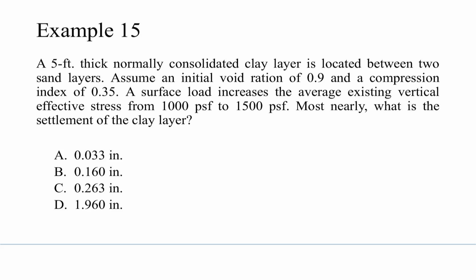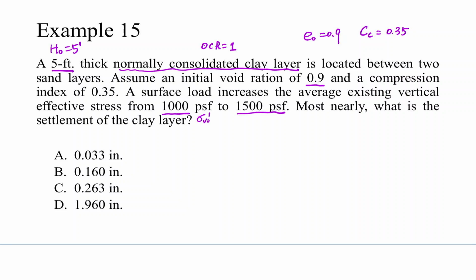We have a 5 feet thick normally consolidated clay layer. Again, we have the OCR, and OCR is 1. The thickness H naught is 5 feet, and the initial void ratio e naught is 0.9, and we have C sub C of 0.35. That's the compression index. We got a surface load, and the existing vertical stress to start with, sigma v0 prime, is 1000 PSF.